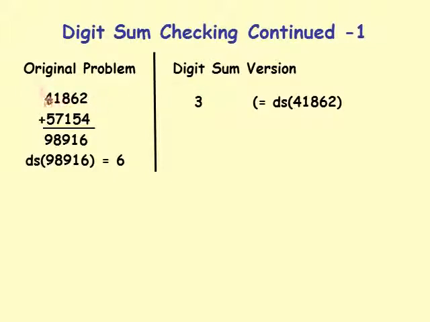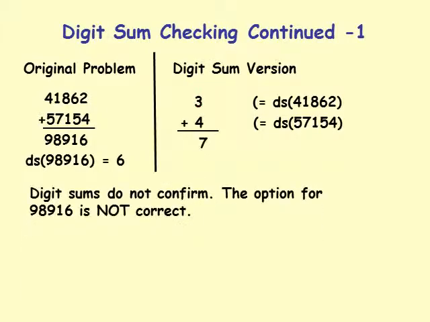3 is the digit sum of 41862, plus 4, which is the digit sum of 57154. Add these two smaller numbers together, it's 7. 7 and 6 do not match, so the digit sum does not confirm. This answer is wrong, and you can eliminate that option from the multiple choices. Digit sums do not confirm, and this option 98916 is not correct.